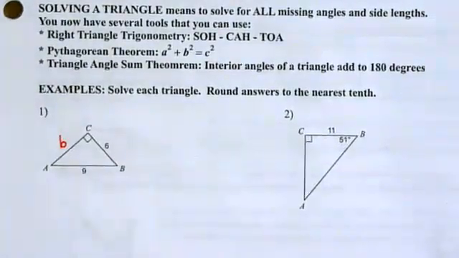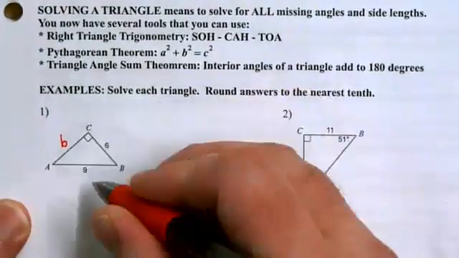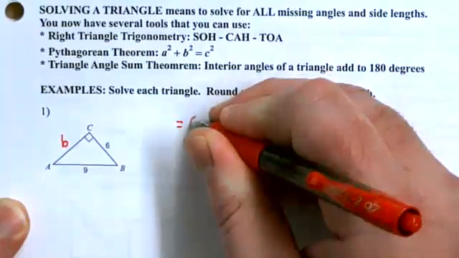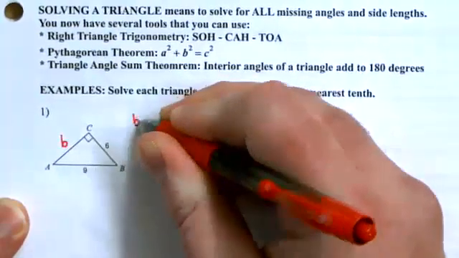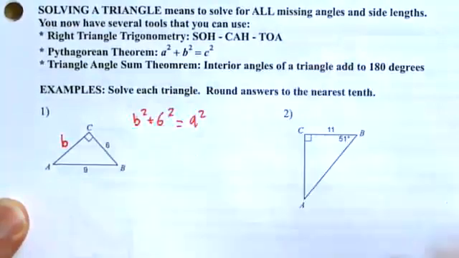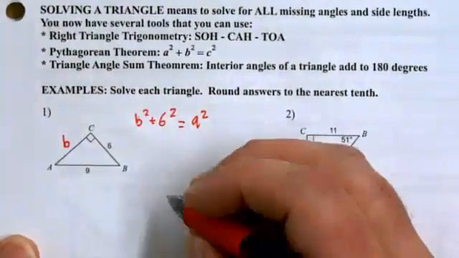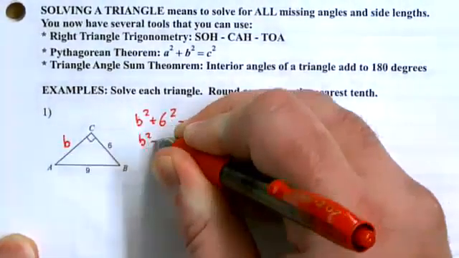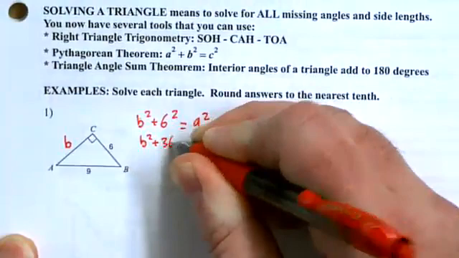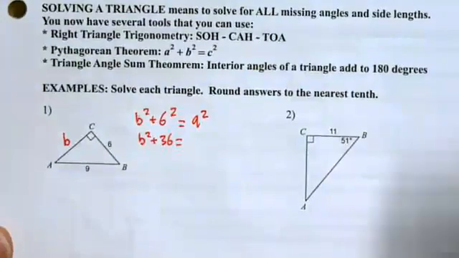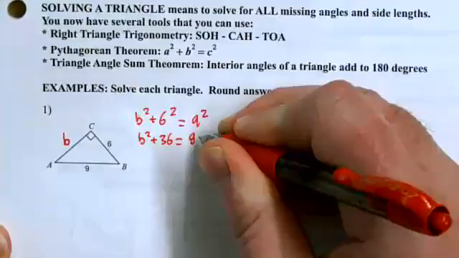And let's set up an equation to solve for b. Keep in mind when we write our equation, the hypotenuse has to be on this side of the equals. So we're going to have our 9 squared here, then our b squared plus 6 squared over here. Let's get this in our notes. So let's simplify here. b squared plus 6 squared is 36. And 9 squared is 81.